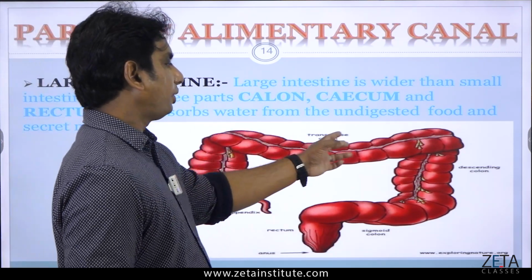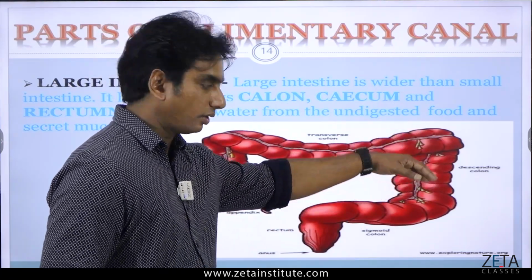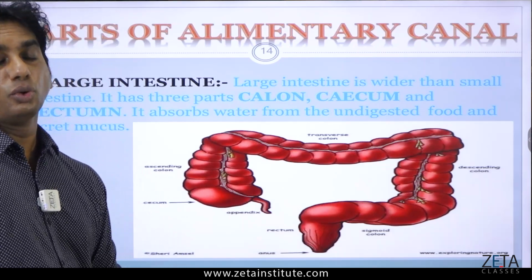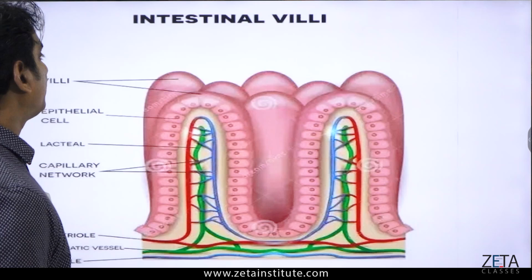Cecum leads to colon. Colon is the largest part, divided into ascending colon, transverse colon and descending colon, and then leads to the rectum, where food is stored. Undigested food is stored temporarily and liberated through the anus.